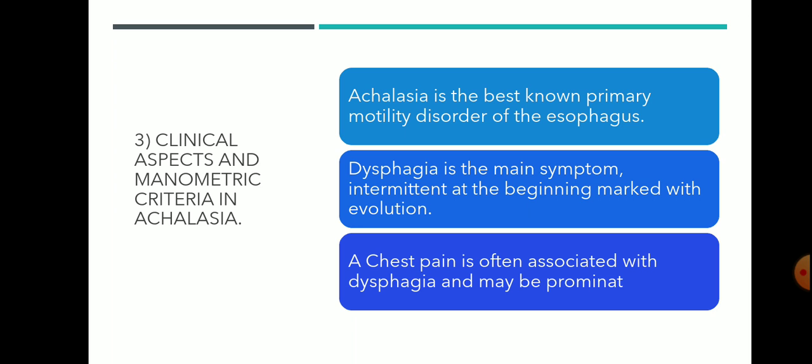The dynamic investigations, mainly esophageal manometry, are needed for the diagnosis and follow up after treatment. These findings are commonly recorded: increase in lower esophageal sphincter pressure, lack of relaxation and absence of peristalsis. This is the best beginning for the diagnosis of achalasia.